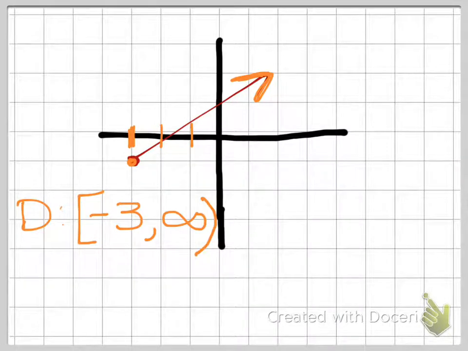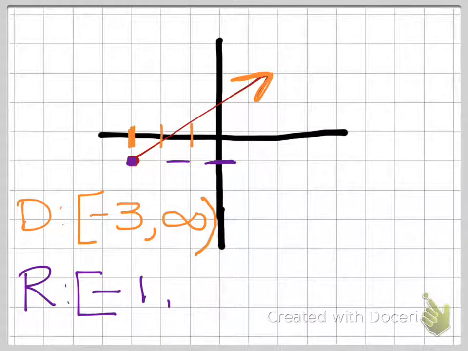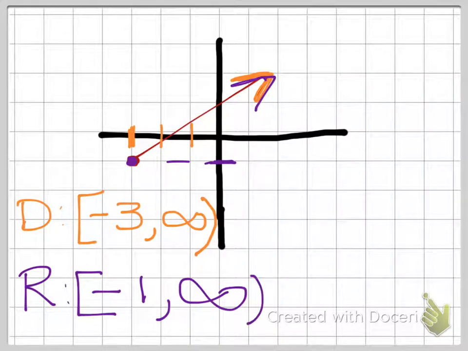All right, now my range is going to be a little bit different. Now you have to think up and down. Okay, my lowest point is right here, -1. So we go -1, and again, it's a closed circle, so we include -1 with a bracket all the way to, well, it's an arrow, so to infinity with a parenthesis.